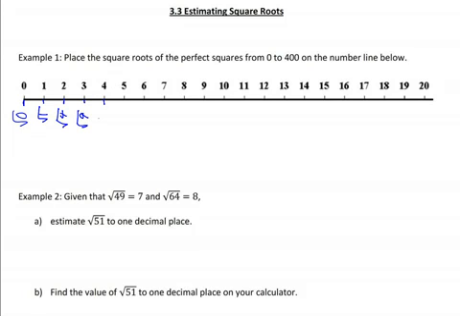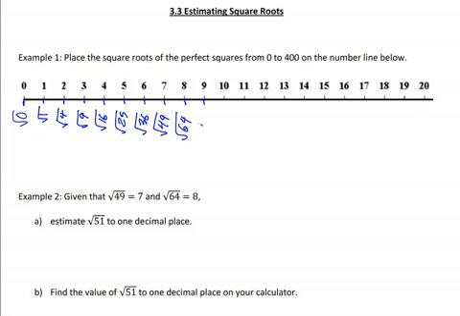4 times 4 is 16, the square root of 16 is 4. 5 times 5 is 25. The square root of 25 is 5. 6 times 6 is 36. The square root of 36 is 6. 7 times 7 is 49. The square root of 49 is 7. 8 times 8 is 64. The square root of 64 is 8.